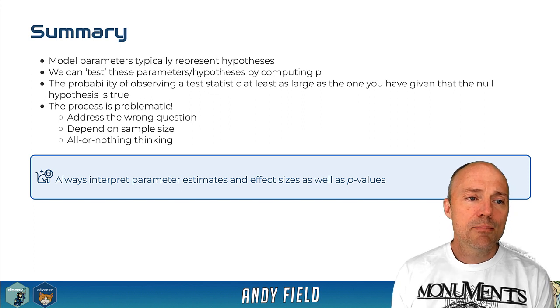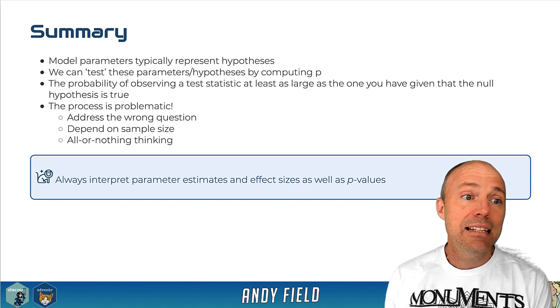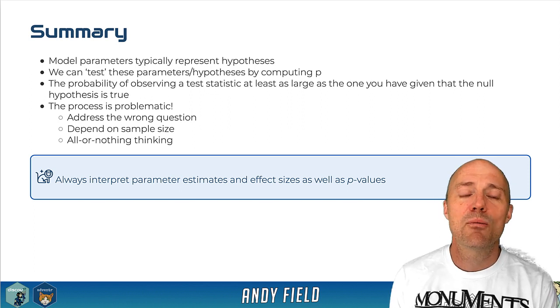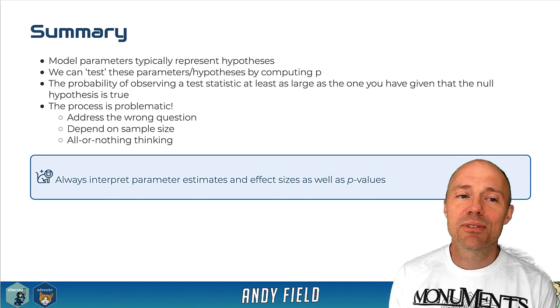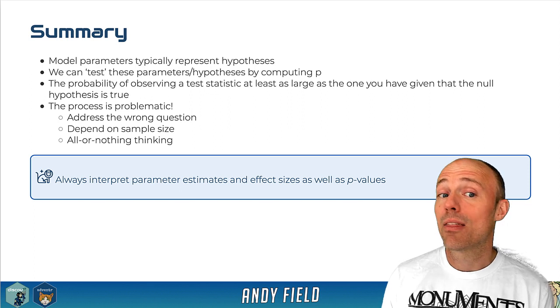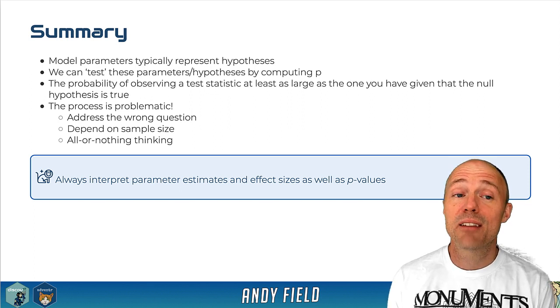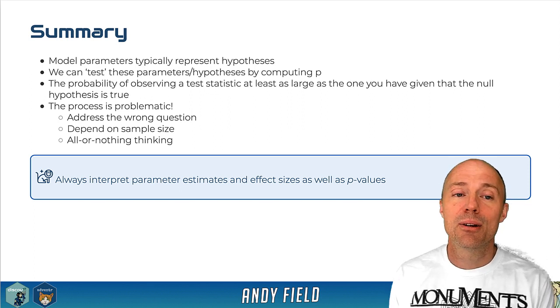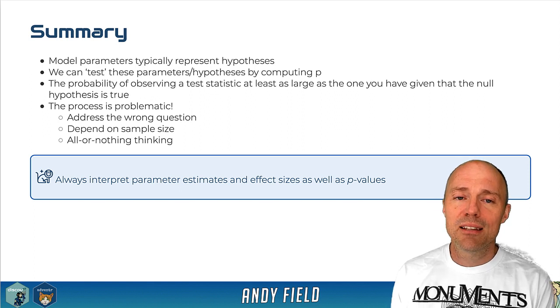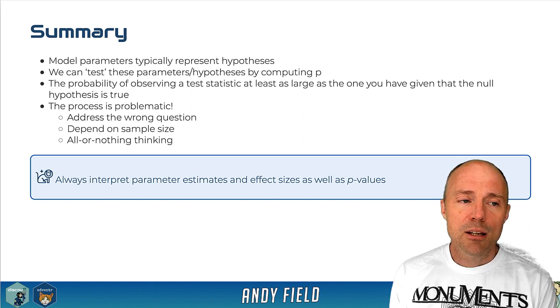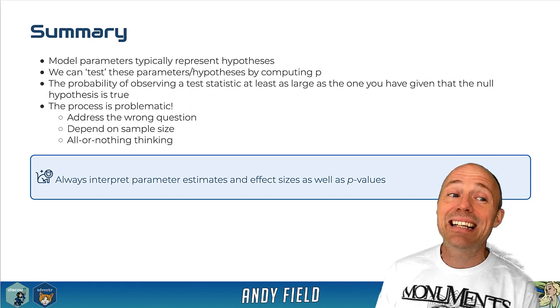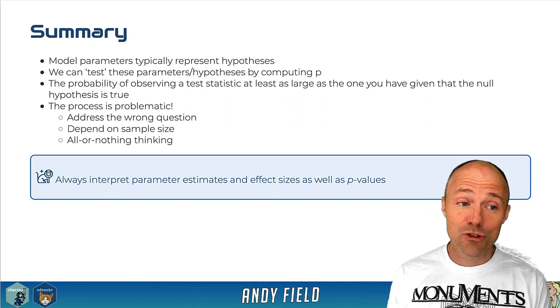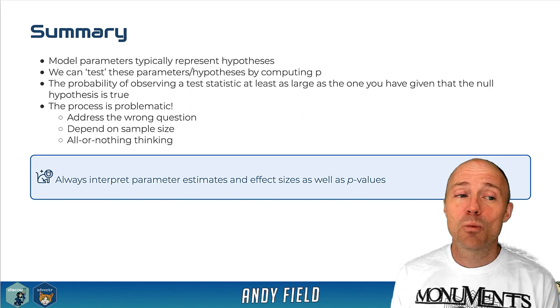So just to summarize, model parameters typically, so the b's, typically represent hypotheses, and we can test whether those parameters are different from 0 as a way of testing the hypothesis, testing whether the effect is different from 0. And we do this by computing a p-value. And a p-value is the probability of observing a test statistic at least as large as the one we have, given that the null hypothesis is true. And this process is somewhat problematic.